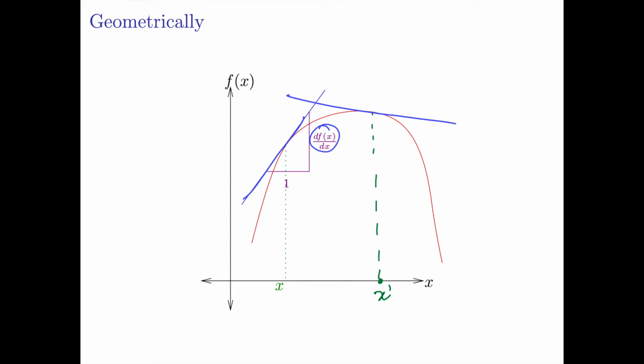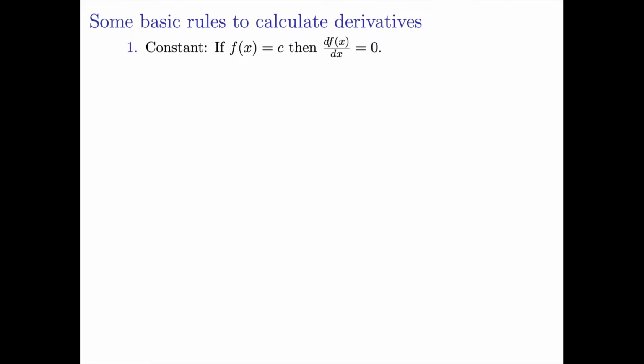It's nice to understand what derivatives are in this geometric way, but we still need to be able to calculate derivatives without resorting to graphs and tangents. So here are some basic rules for how to calculate derivatives. The first rule I'll give you is for a constant function. So you just have the function f of x equal to c, where c is some constant.